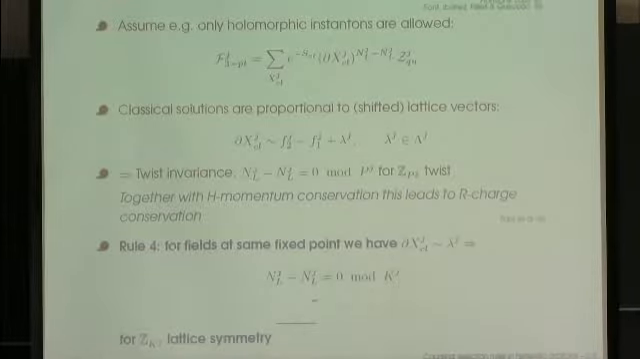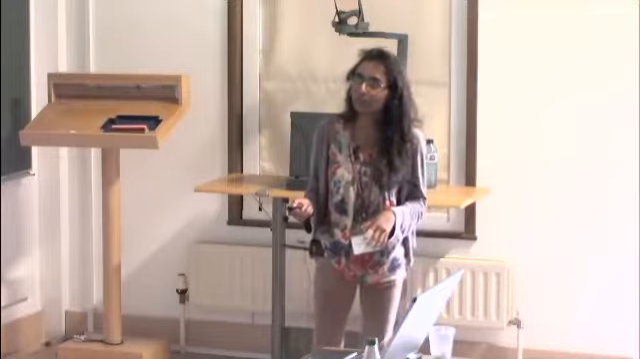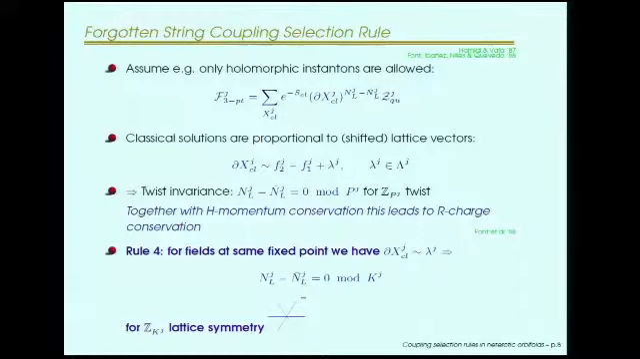But that's not the full story. One notices that when all the fields in a coupling are localized at the same fixed point, the classical solutions turn out to be proportional to the torus lattice vectors. This means that the set of classical solutions can enjoy a larger symmetry, the full lattice symmetry, which can of course be larger than the twist symmetry. For example, we might take a Z3 twist on a lattice which enjoys a Z6 symmetry.